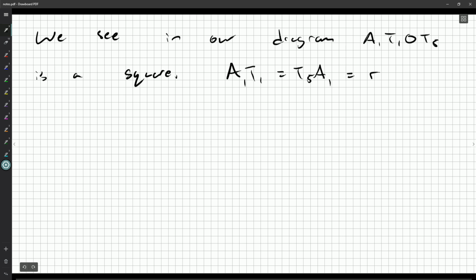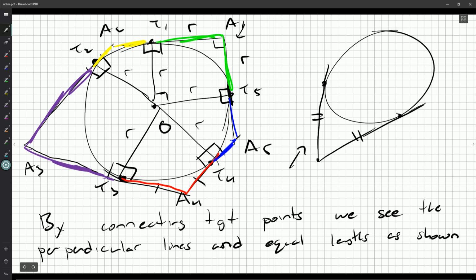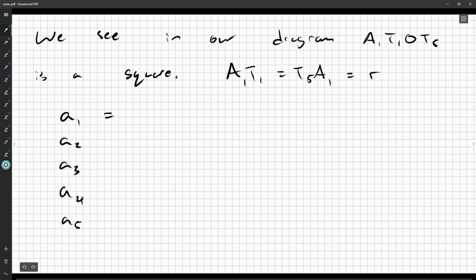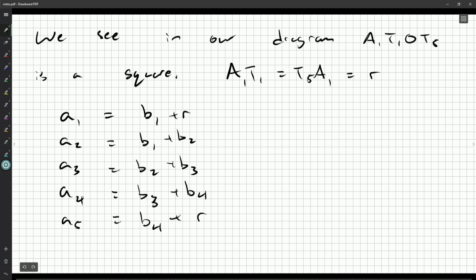Now I can see A1, A2, A3, A4, A5. So those are r's. I'm going to call these B1, B1, this B2, B2, B3, B3, B4, B4. So this side is B1 plus r. This is B1 plus B2. This is B2 plus B3. A4 is B3 plus B4. And A5, that length is B4 plus r.